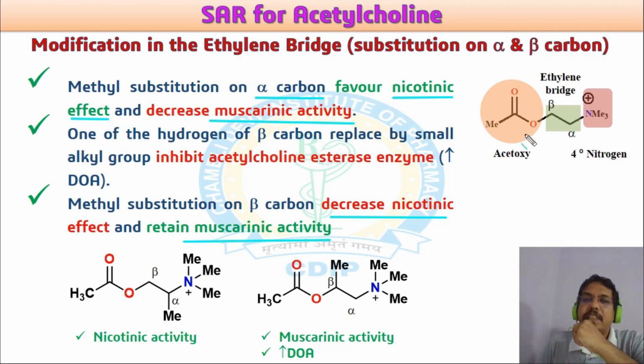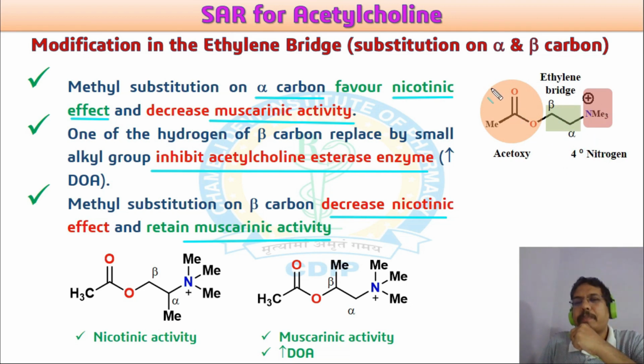Apart from that, this beta replacement by a small group inhibits acetylcholinesterase enzymes, meaning they increase the duration of action of the compounds, as their metabolism subsides.